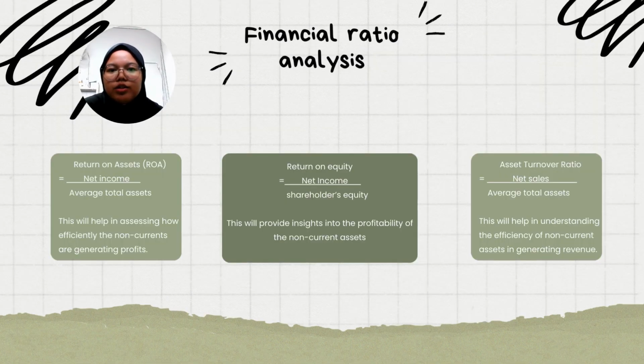Next is financial ratio analysis. The first one is return on assets, which is net income over average total assets. This will help in assessing how efficiently the non-current assets are generating profits. Second one is return on equity, which is net income over shareholders' equity. This will provide insight into the profitability of the non-current assets. The last one is asset turnover ratio, net sales over average total assets. This will help in understanding the efficiency of non-current assets in generating revenue.